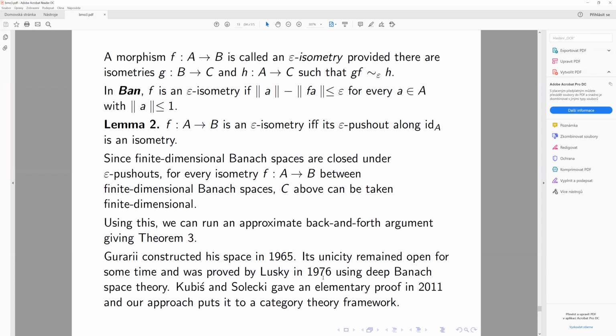And there's a little bit of history. Gurari constructed the space in 1965, but its uniqueness, this is what I was talking about now, was open for some time, and it was proved by Lusky in 76 using Lindenstrauss space theory. And then Kubis and Solecki gave an elementary proof quite recently. And in fact, what I explained to you is their proof, but just put into a category theory framework. So everything I did, in fact, they did in a little bit different formulations.